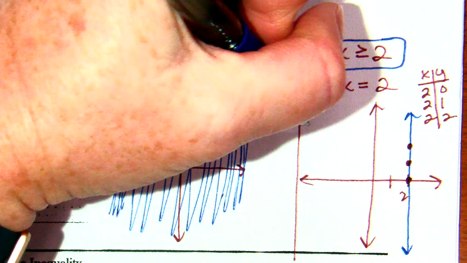Okay, special cases. You need to remember when you see only an x or only a y, that's either a vertical or horizontal line, depending on the case.